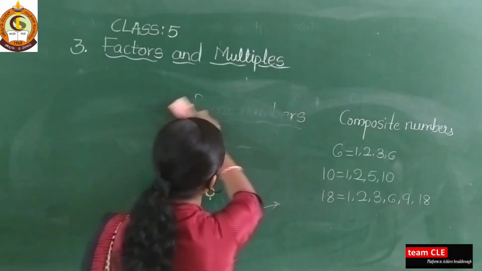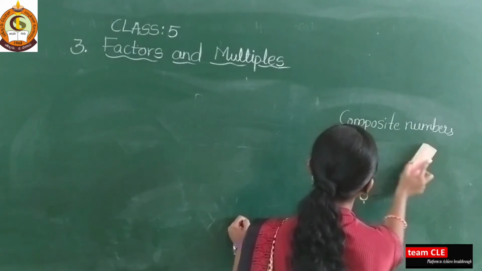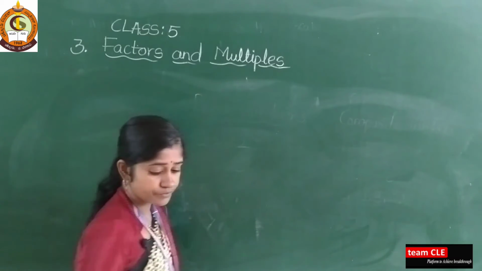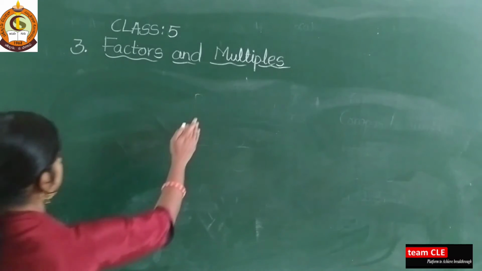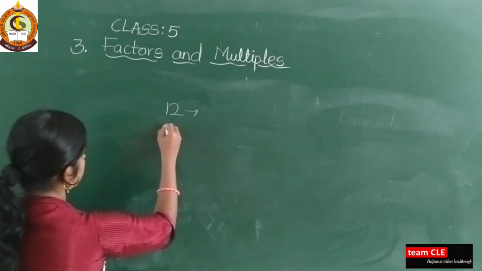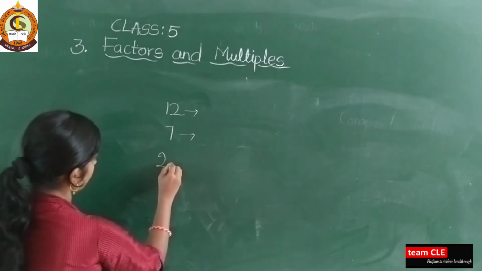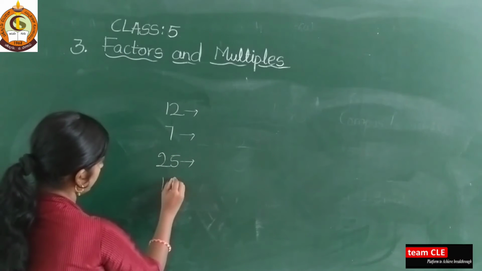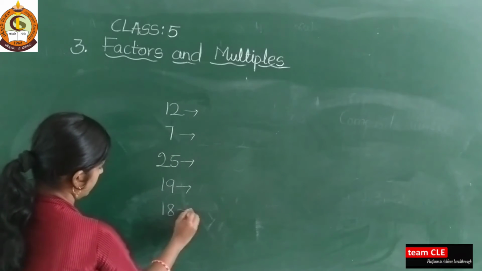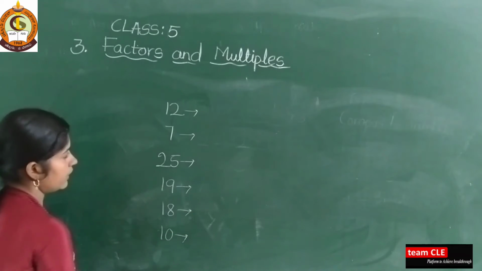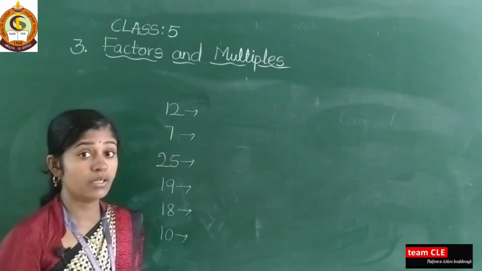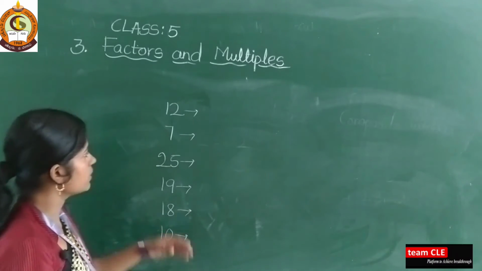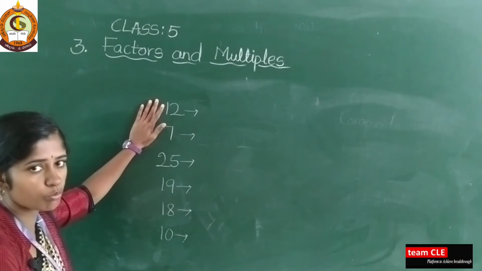See here, I will take some examples and you have to tell me whether the given number is prime number or composite number. So let us take some examples. Here I will take 12, here 7, and here 25. Next I will take 19, next 18, next 10. Then tell me whether the given numbers are prime numbers or composite numbers. So tell me, 12 is prime number or composite number?